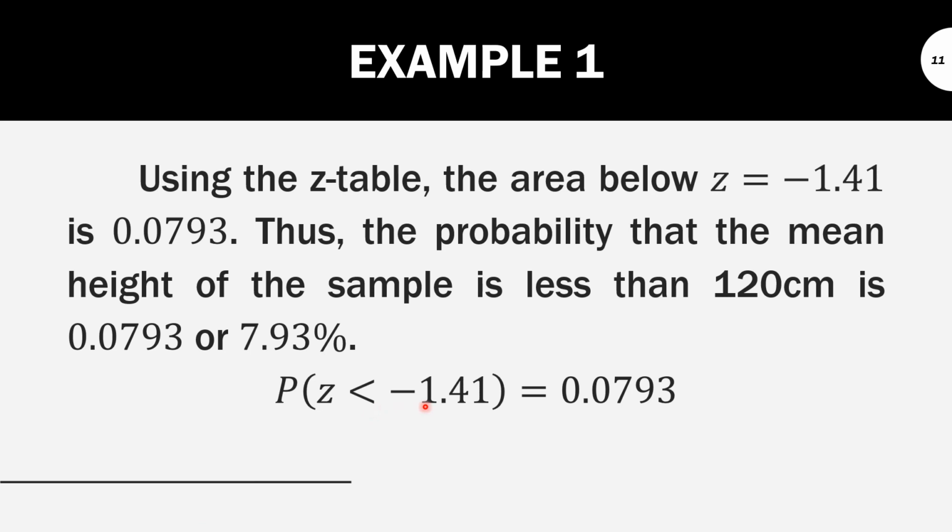We can also rewrite it this way. Probability that z is less than negative 1.41 is 0.0793. And the probability that the mean height is less than 120 centimeter is 0.0793. And that will be all for the first part of our discussion in central limit theorem.